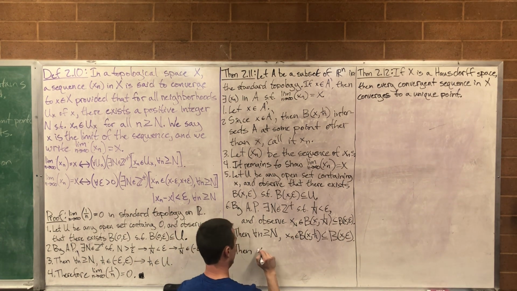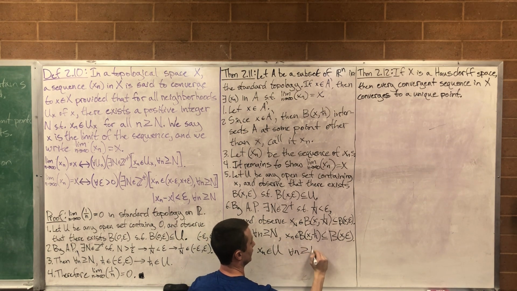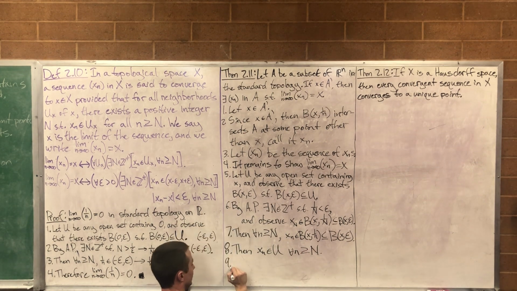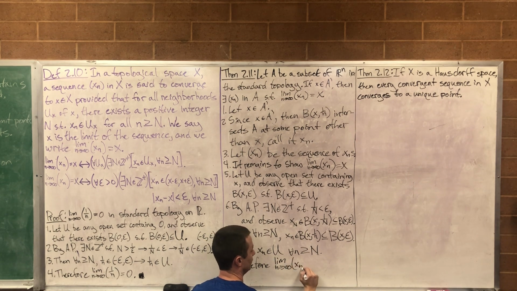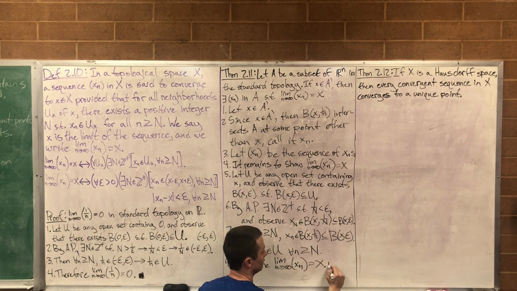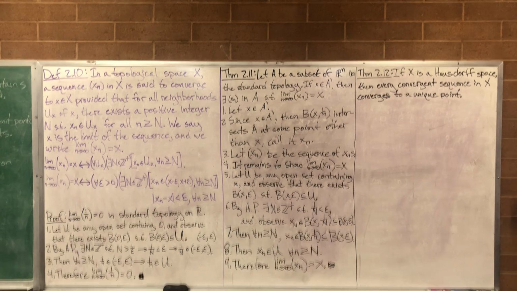Then x sub n is in U for all n greater than or equal to big N. Therefore, the limit as n goes to infinity of x sub n is equal to x. And we're done. Any questions there? I think we're past the hard part. Everything makes sense now, right?